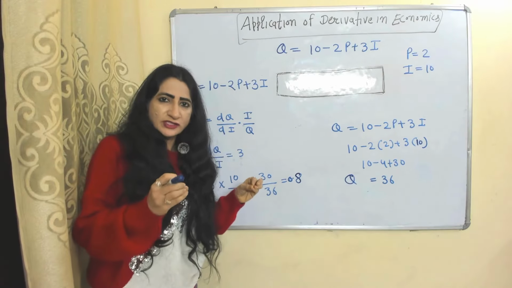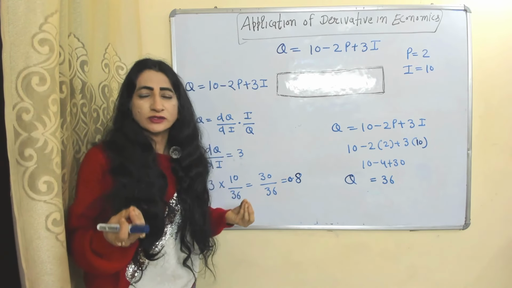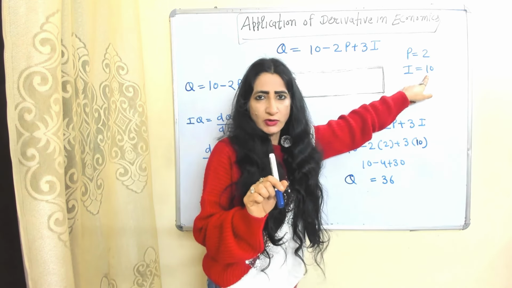We apply the concept of derivative to find the elasticity of demand, because the derivative explains the rate at which demand changes due to changes in income, price, and price of related goods. This is our given demand function. We have to find the income elasticity of demand. Here P, price, is equal to 2, and I, income, is equal to 10.